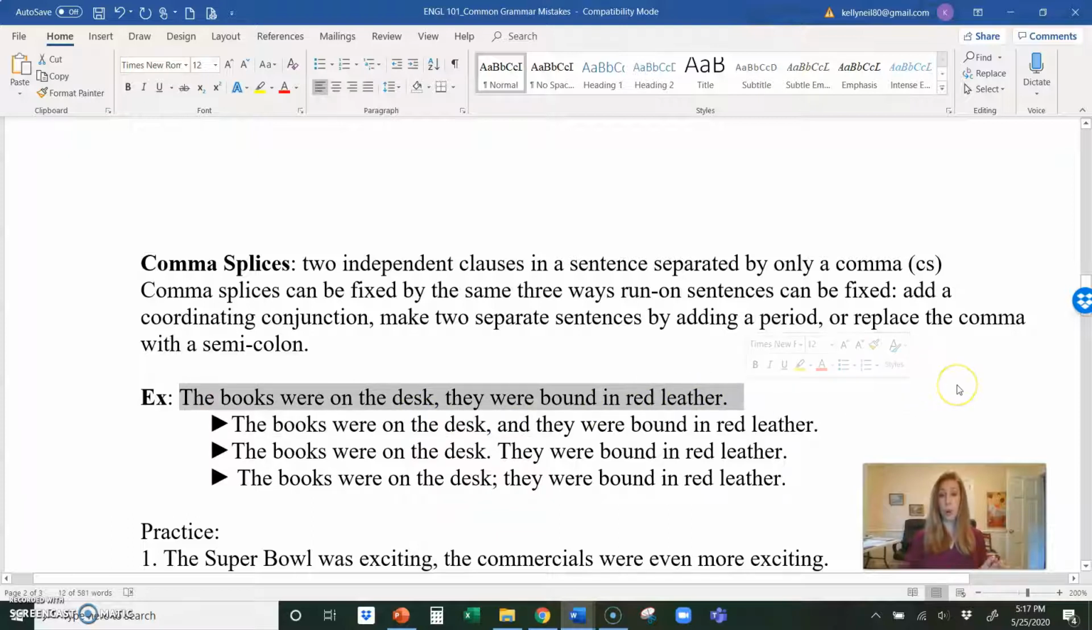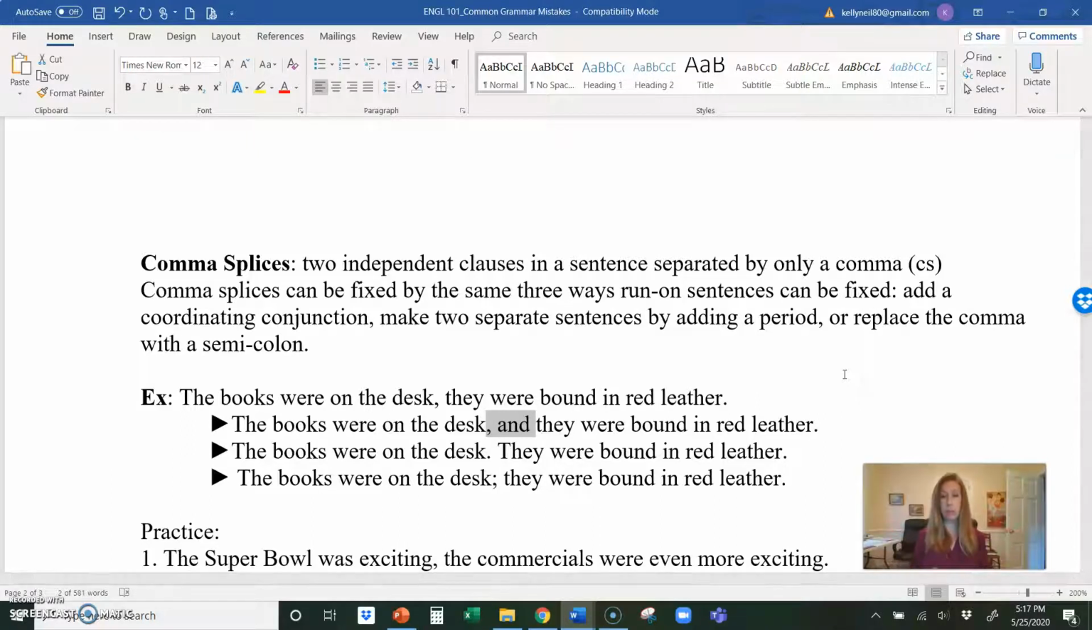The books were on the desk, complete thought. Then I have a comma. They were bound in red leather. This right here is my comma splice. I have to have more than a comma to join two complete thoughts. So for my revisions, I could add a fanboys, one of my coordinating conjunctions. I keep the comma and just add my fanboys, in this case the word and, that fixes the problem.